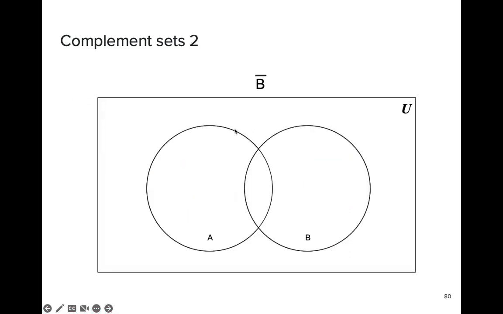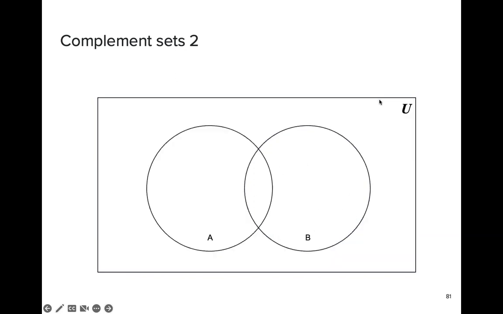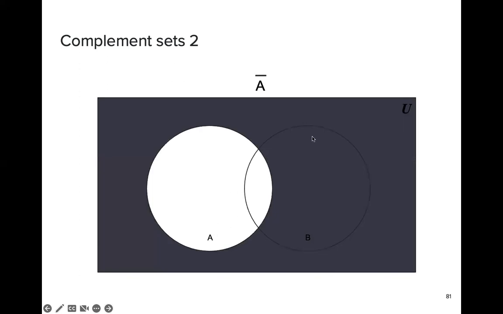Okay. So what if we have two sets A and B, and we want to take the complement of B? The complement of B will essentially be those elements that are not in B. And what if we want to take the complement of A? The complement of A will be those elements that are not in A.